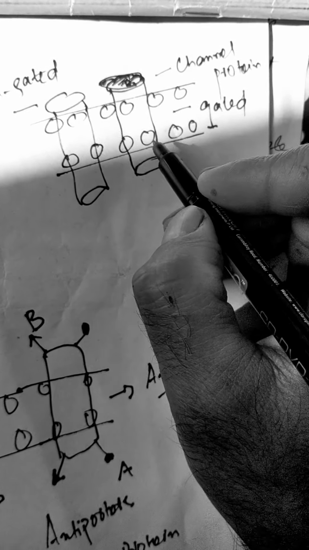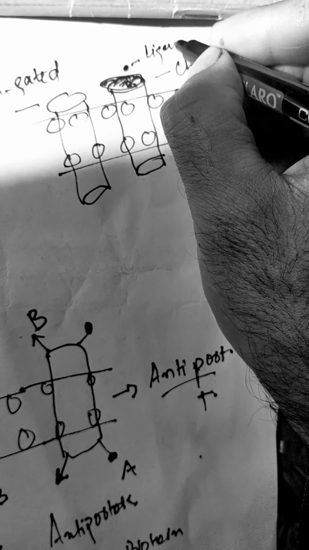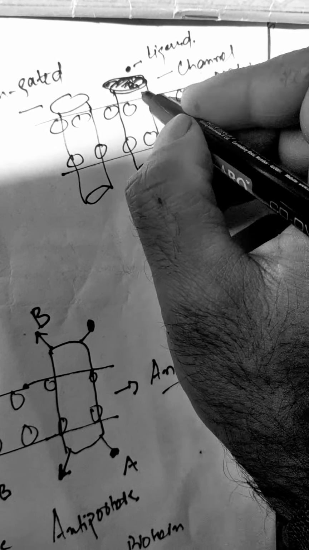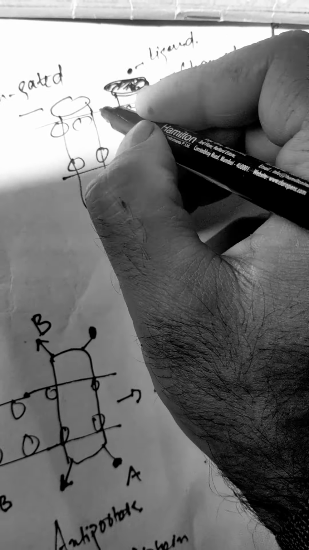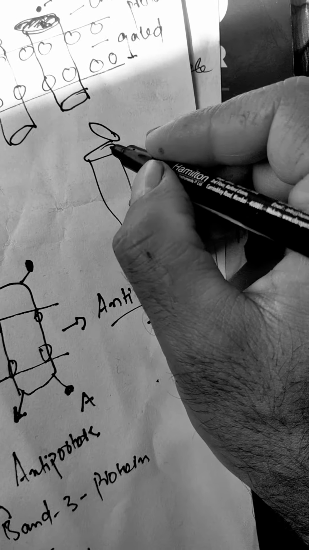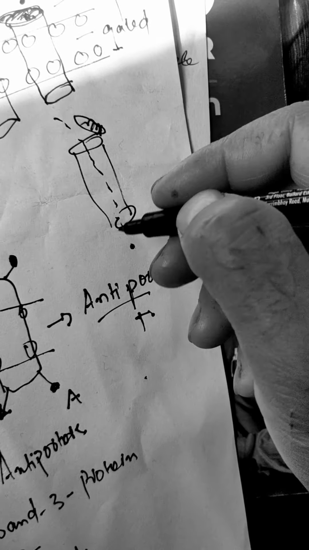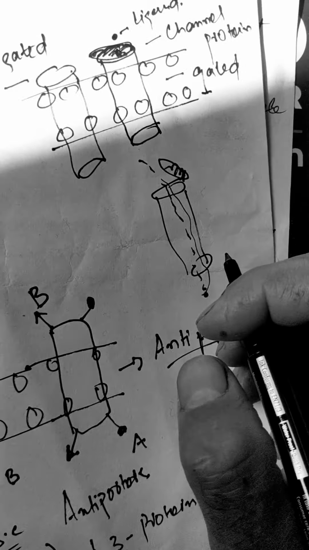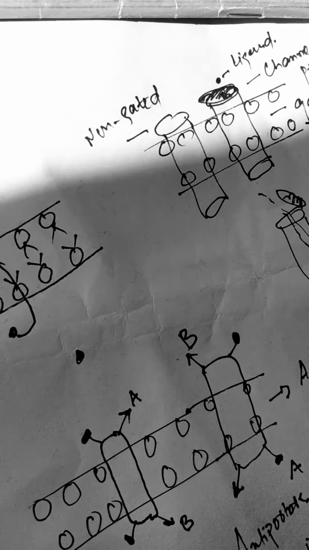The gate of the channel protein can only open with the help of some special kind of molecules. Those molecules are called ligands. When a ligand binds to this end or to that end of the channel protein, the gate is opened here. When the gate is opened, the molecules can easily take entry inside the cells, and molecules are also released with the help of this channel protein. Okay. So the examples of channel proteins are GLUT proteins.